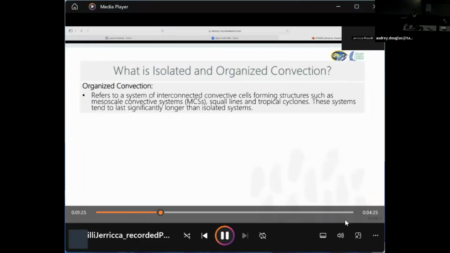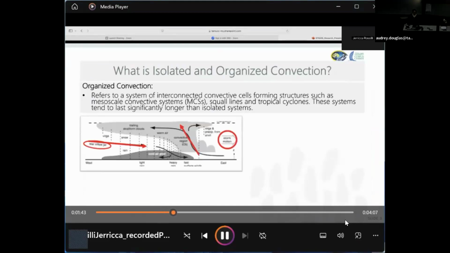Organized convection is referring to a system of interconnected convective cells forming structures like mesoscale convective systems, squall lines, and tropical cyclones. These are much bigger systems than the isolated systems, and they tend to last significantly longer because they're much more organized.